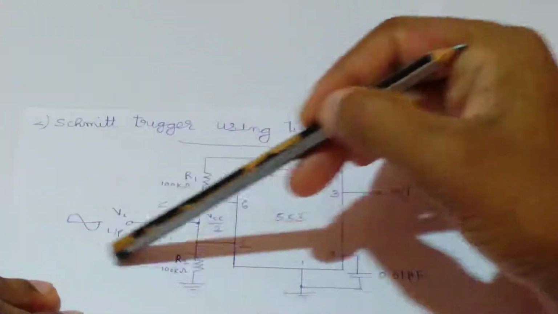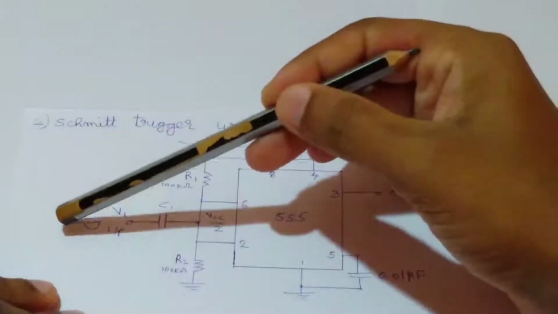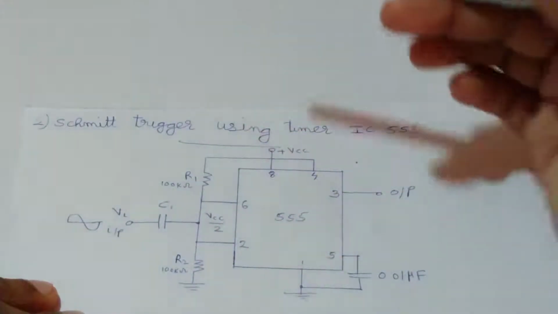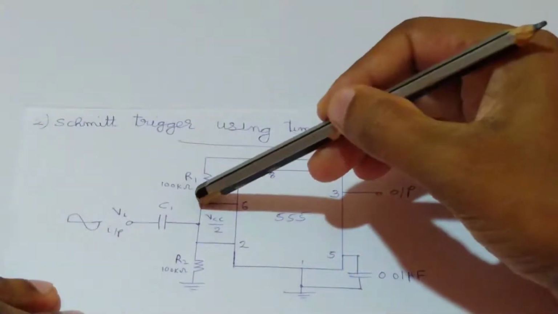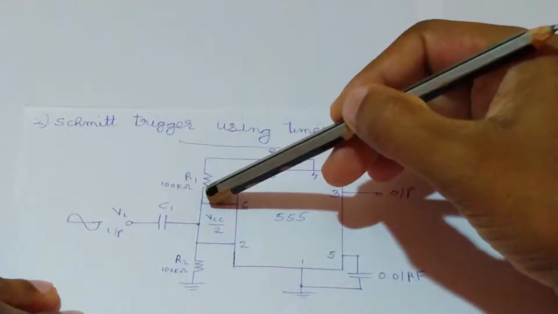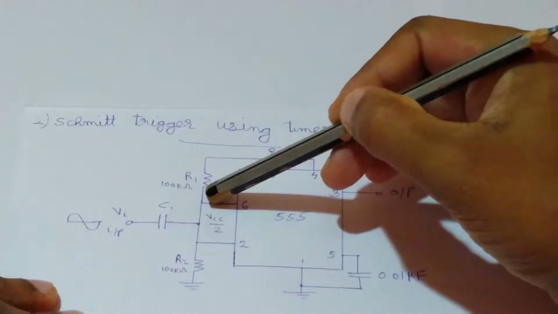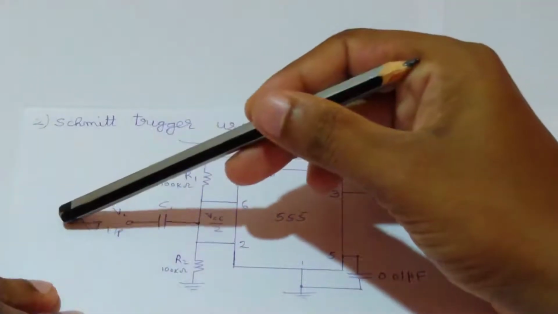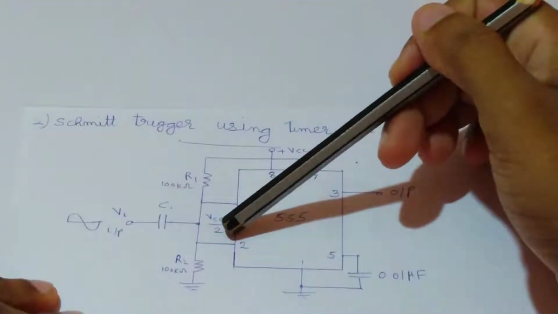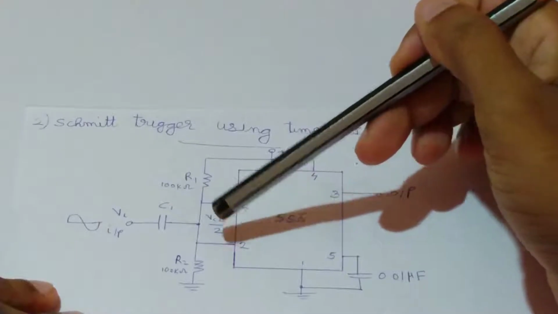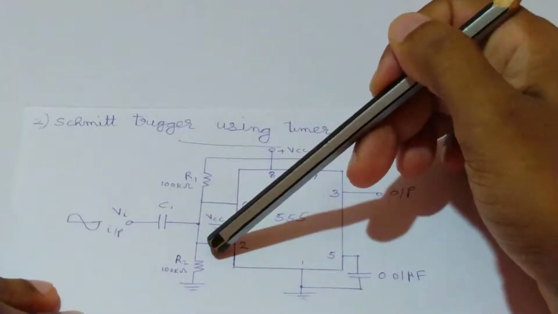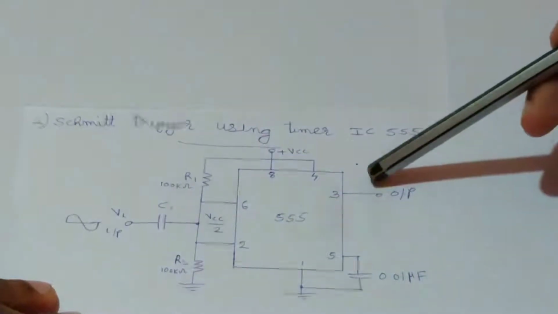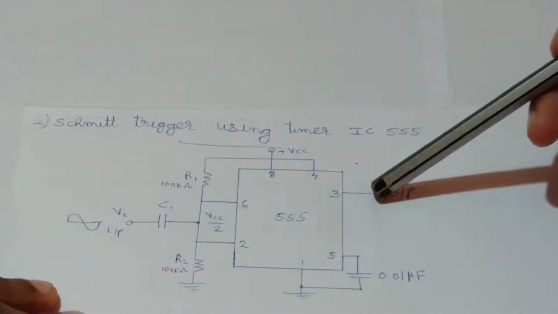And this is our input signal. When this input signal plus VCC by 2 voltage exceeds that upper threshold level value, that means that 2 by 3 VCC voltage level value, the output changes from its high state to low state. And when the sinusoidal signal voltage plus VCC by 2 voltage crosses our lower threshold voltage value, that is our 1 by 3 VCC voltage level, then the output changes from its low state to high state.